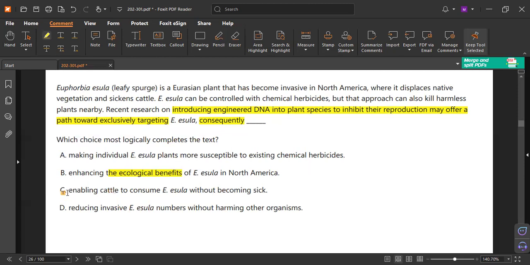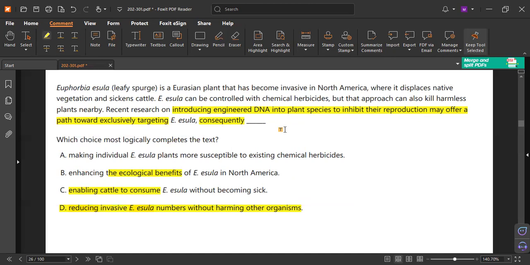Did we mention here that we enable cattle to consume? Of course not. We need to stop this invasive plant. Yes or no? As he mentioned here, this one could be controlled with chemicals. Reducing the invasive plant, yes, this is the target. We need to stop it without harming the other organisms, as he mentioned here. But the approach can kill harmless plants nearby. But we need to reduce this without harming other organisms. This is correct. So A, B, C are not discussed in the text. You feel it?